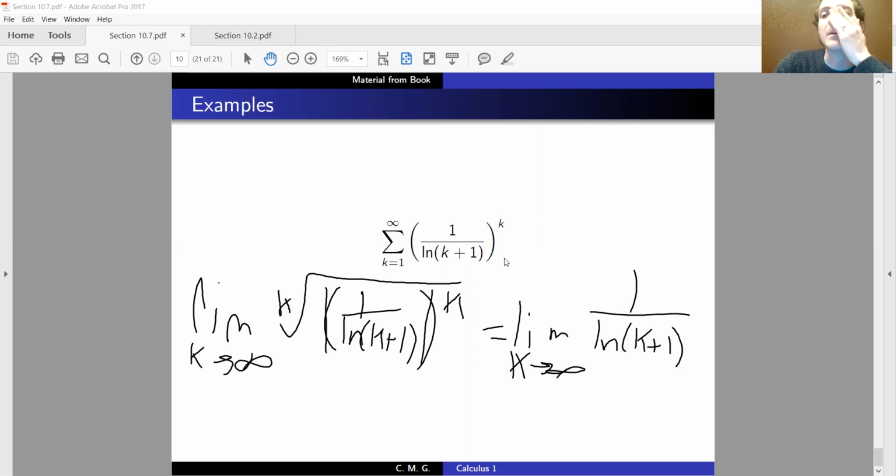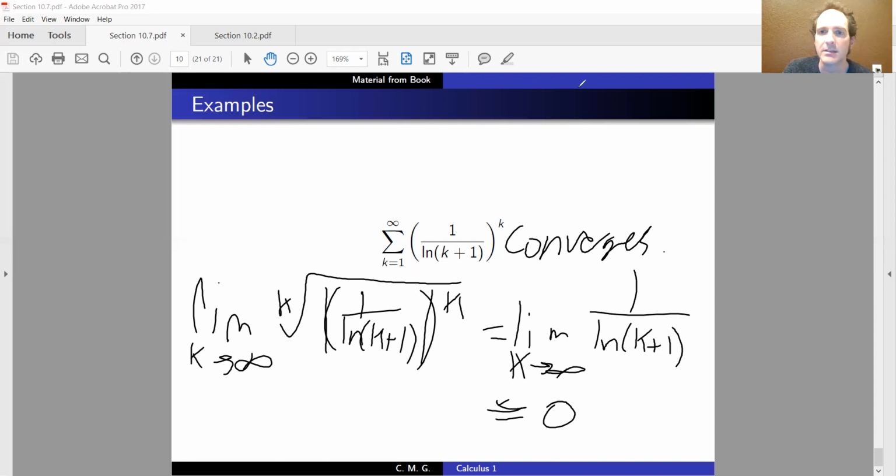I've got natural log of k plus 1 in the denominator. As k goes to infinity, natural log of k goes to infinity. I've got a denominator that goes to infinity, so this whole thing goes to 0. And since this goes to 0, the series is absolutely convergent and therefore convergent. And so we can conclude this is a convergent series. All right. Cool.